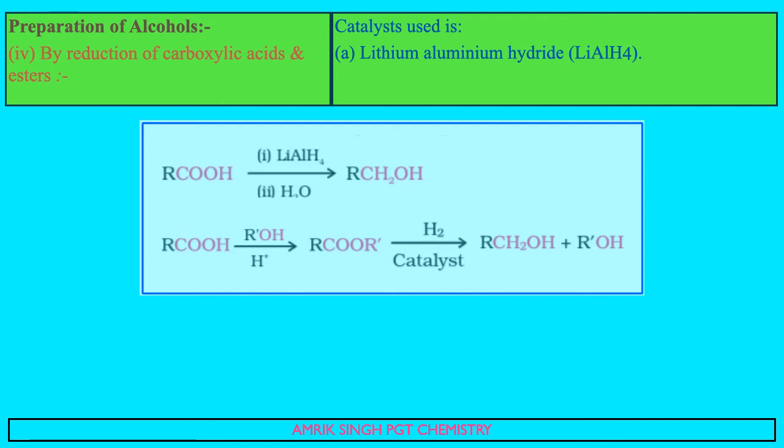Therefore, for industrial preparation, the carboxylic acids are first converted into esters by treating with alcohols, and esters can be easily reduced by a simple reducing agent, hydrogen suspended over platinum or palladium, and we get alcohol.